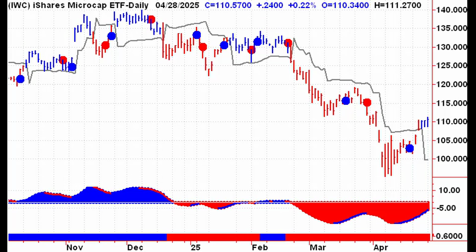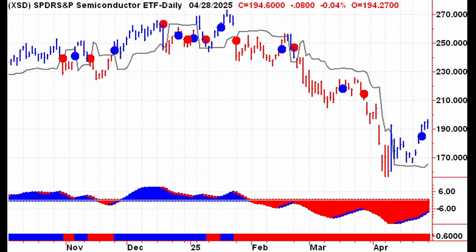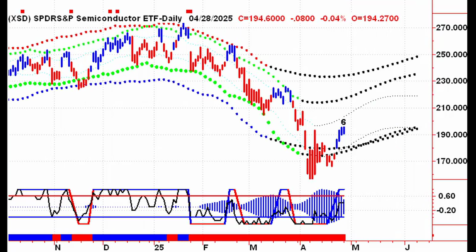Micro caps have already done it. Again, no breaking through here looking at the water line. Still waiting for that to happen. Then, of course, semiconductors are on a buy signal right now. Now, every major U.S. index looks something like this.